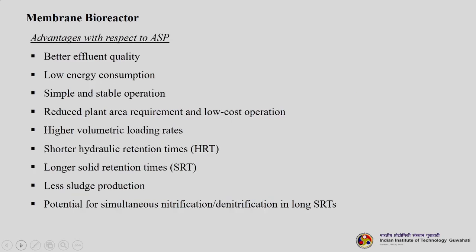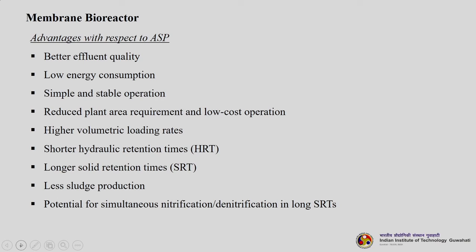If you compare the membrane bioreactor's advantages to the traditional ASP, the activated sludge systems, the quality of effluent is far better and superior, and the energy requirement is very low, because you are dealing with a membrane system, and a membrane system consumes very low energy. It is simple and stable because of the membrane integration, and since you are integrating a membrane, you do not need a very huge pond size. So, the plant area requirement becomes less.